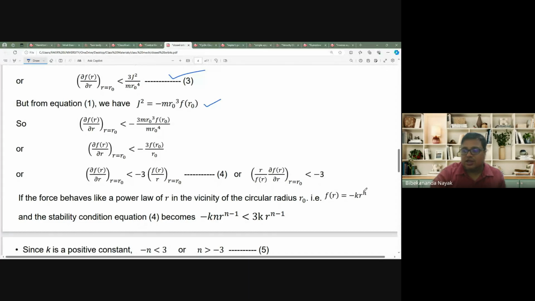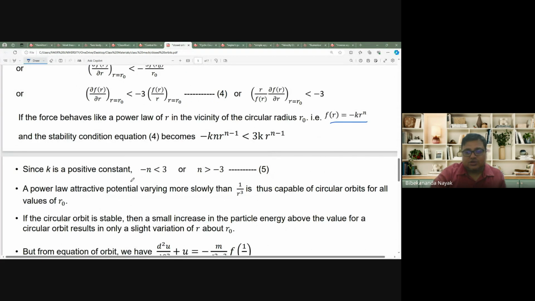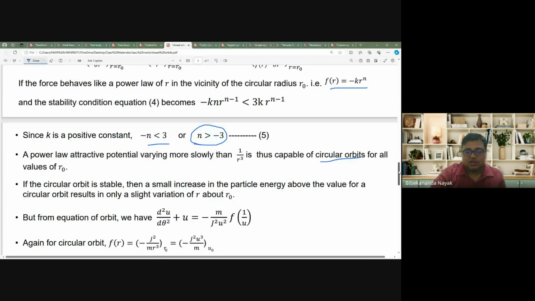But putting f(r) equal to minus k r to the power n, a power law form, if it is an inverse square power law, n is equal to minus 2. Here k is a positive constant, and we find n greater than minus 3. A power law attractive potential varying more slowly than 1 by r cube is thus capable of forming a circular orbit. The condition is n greater than minus 3.